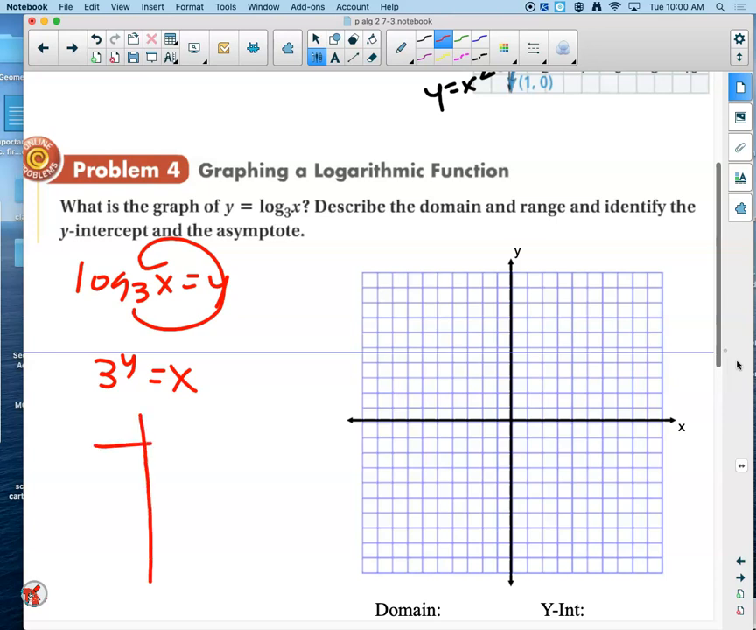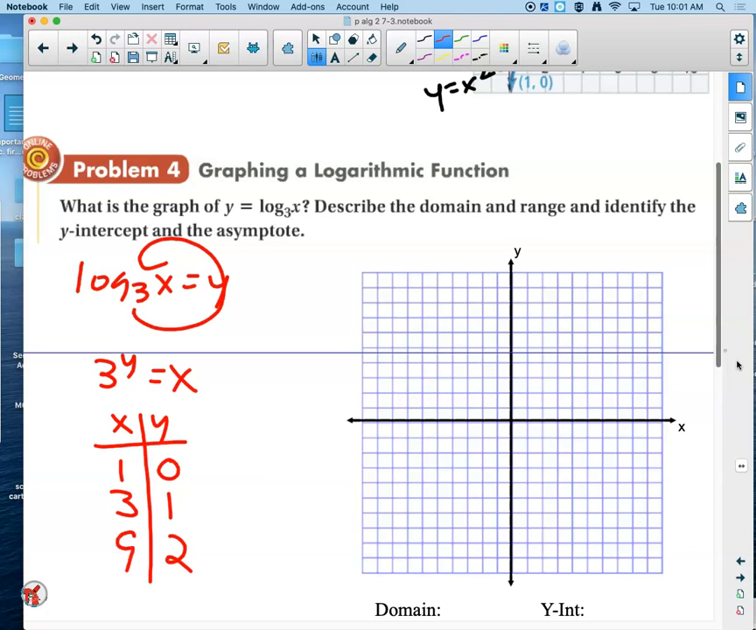So when we make our table where we would normally put in x values, we don't do that anymore. We're going to put in y values. Now, we don't want to use negatives because we're hoping that we're just going to see something really nice out of this graph. So let's just try 0, 1, and 2 and see what happens. What's anything to the 0 power? 3 to the first? 3 squared?